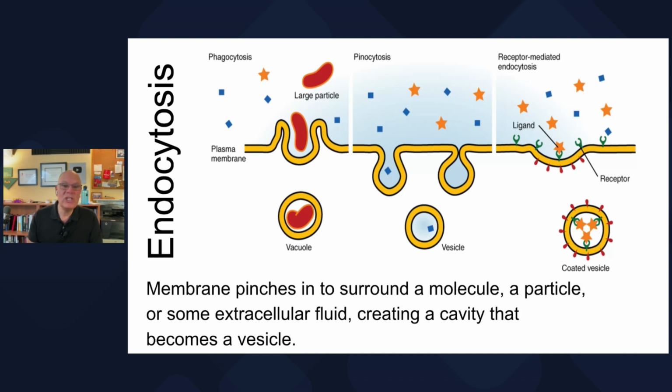The membrane pinches in to surround a molecule, a particle, or some extracellular fluid, creating a cavity that becomes a vesicle. What's not shown here is that this would involve the cytoskeleton, and of course, this is a phospholipid bilayer. It's very dynamic, it's changing shape.